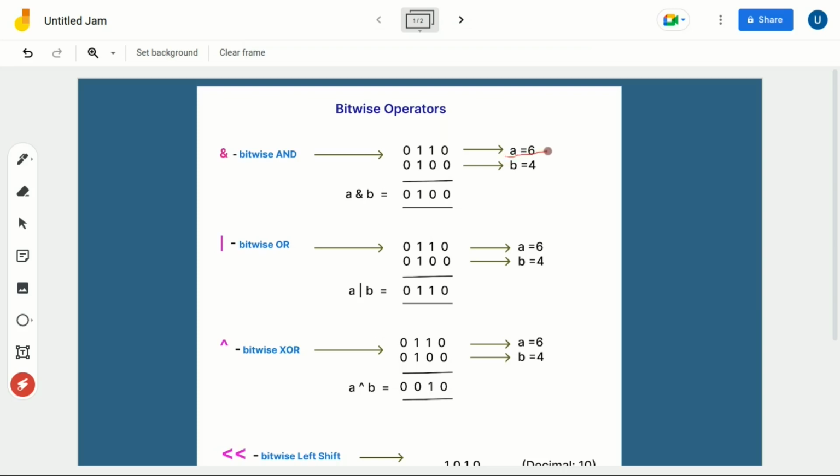A is assigned to the value 6 and B is assigned to the value 4. Binary form of 6 is 0110 and 4 is 0100.